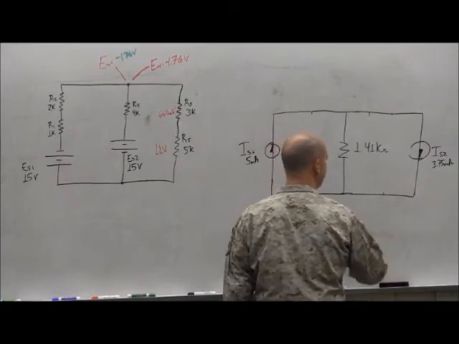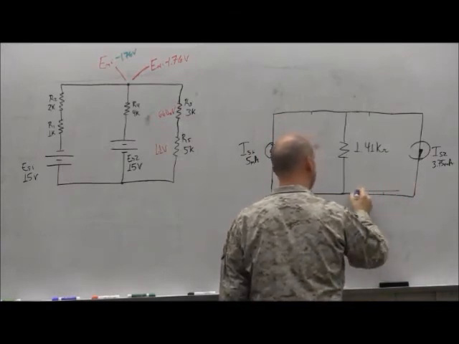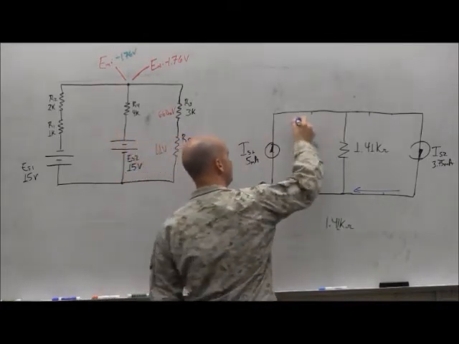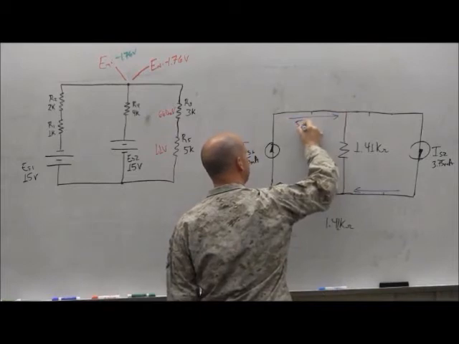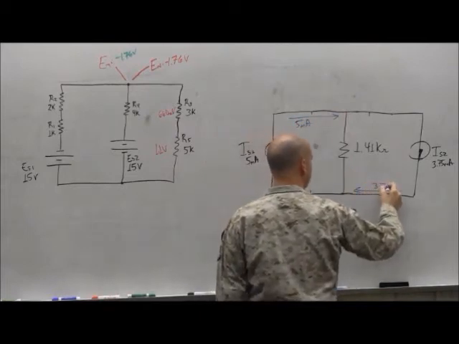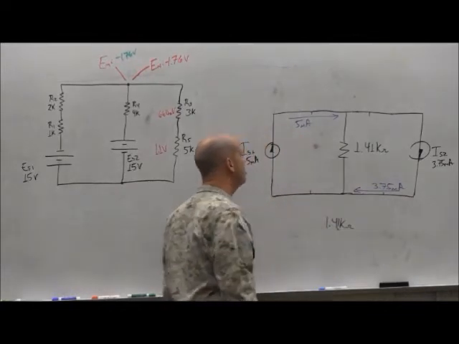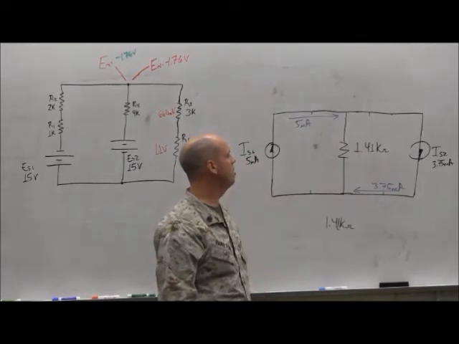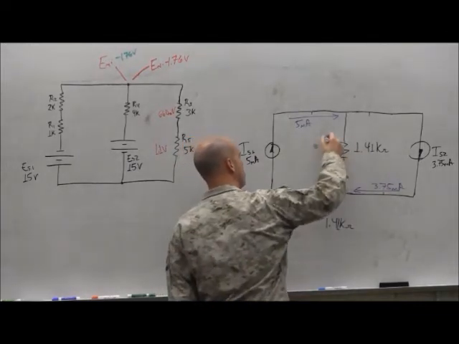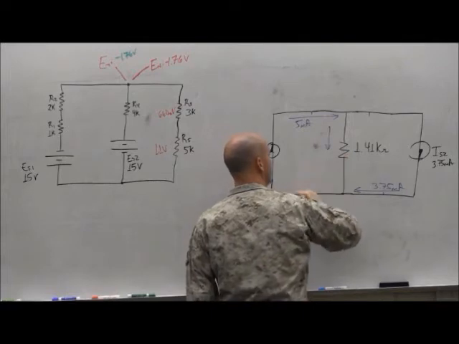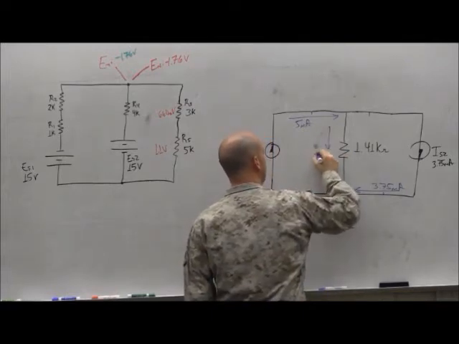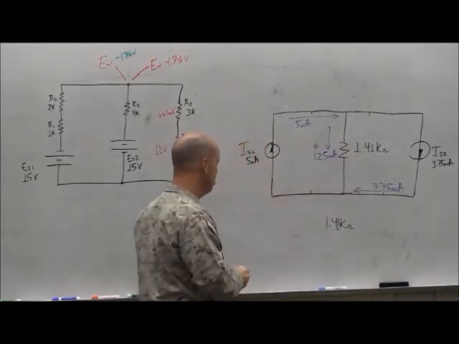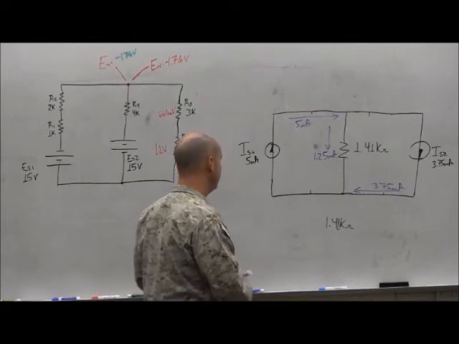Coming out of IS2, I've got 3.75 milliamps. That's going this way. Coming out of IS1, I got 5 milliamps. That's going that way. Well, I need 3.75 to go into IS2. What happens to the remainder? It goes down across the 1.4176K, right? And how much is that? 1.25 milliamps.